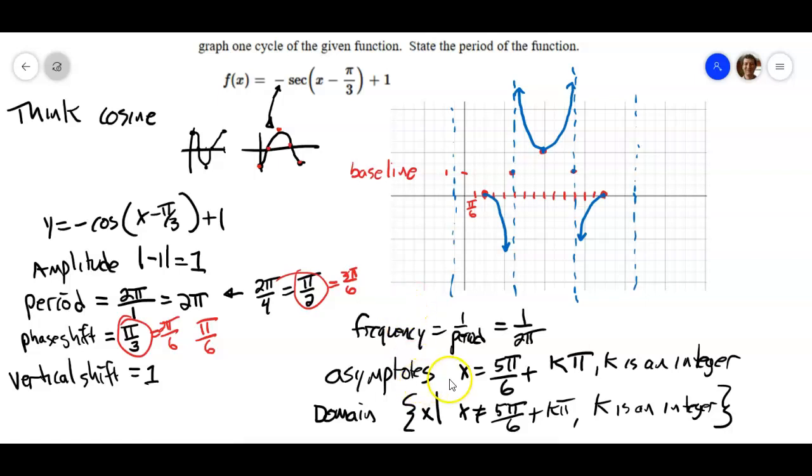So let's double check these asymptotes. 1, 2, 3, 4, 5. So this is 5 pi sixths. And in between asymptotes is 1, 2, 3, 4, 5, 6 tick marks. Each tick mark is a pi sixths. 6 times that is pi. So that verifies our asymptotes. And what we have here is a sketch of the secant wave based on this minus cosine wave. All right, hope this helps.